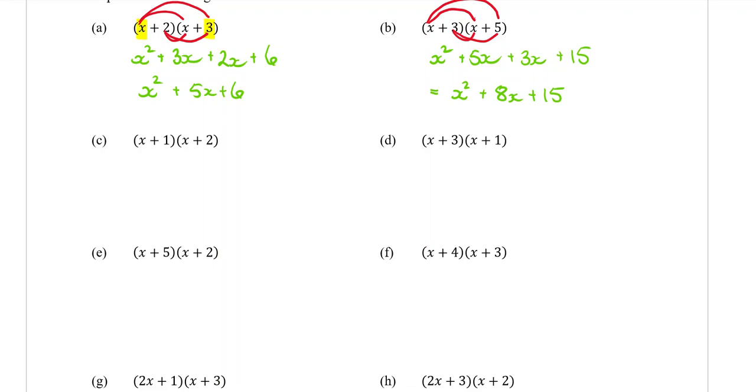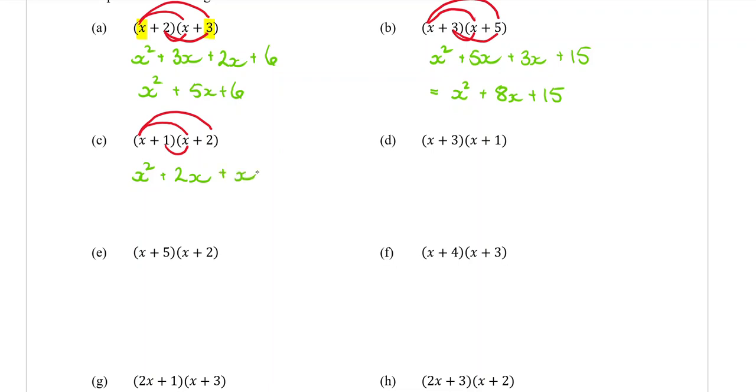That's right. Okay, so let's do another one. We're going to do x times x, which is x squared. Then we do the outside ones, which is x times 2, which is 2x. Then we do the inside ones. What's 1 times x?